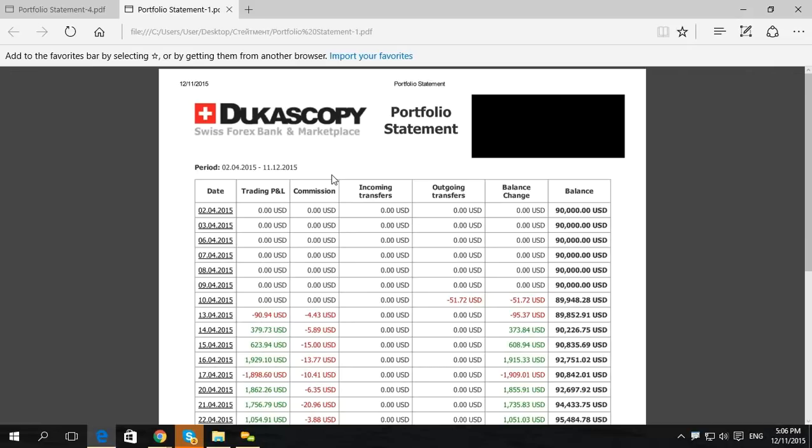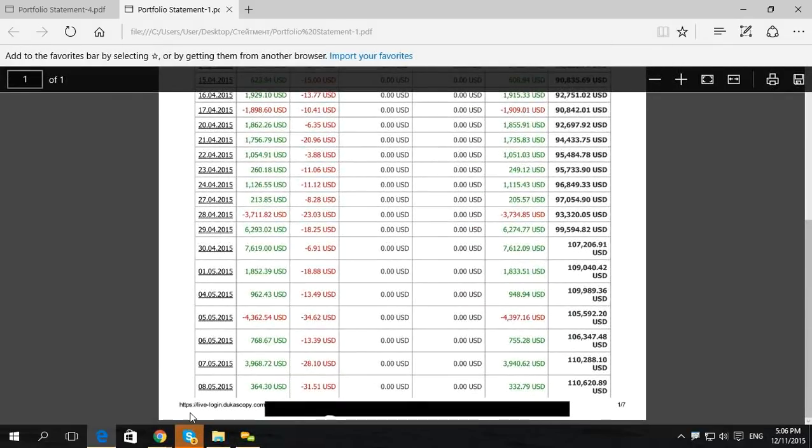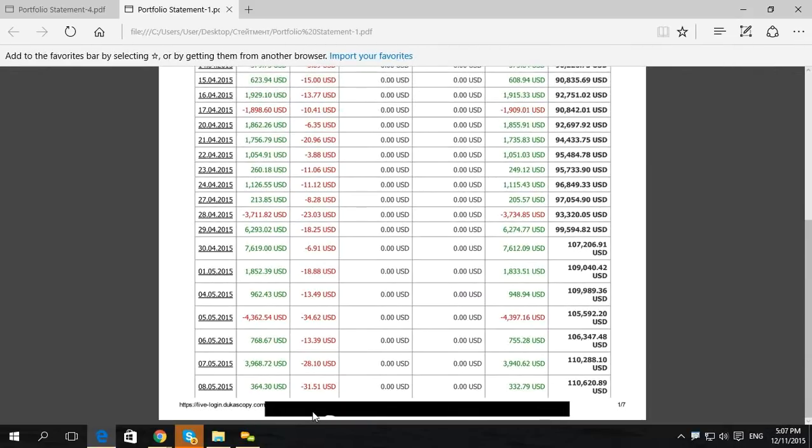I just trade it. I'm a Dukascopy. Most of you know that already. You've been asking me that pretty often. And this is a live account. If you can see at the bottom, it's written live login dukascopy.com. And I actually had to close everything here so you can't see that too. We can't share that information, right? So this is a live account.